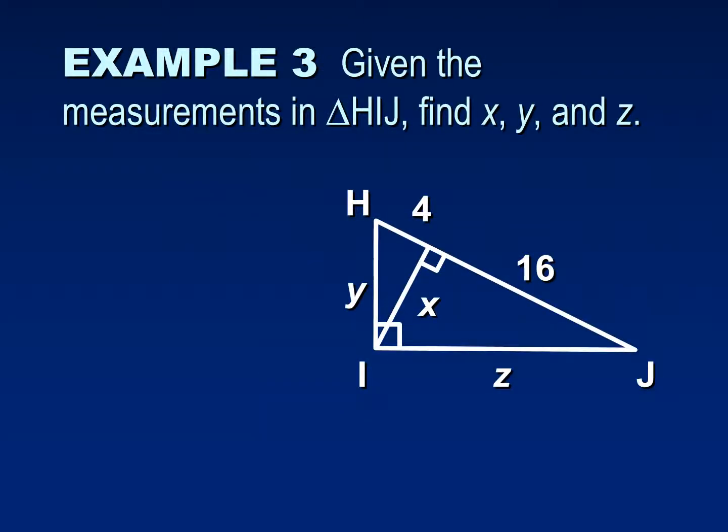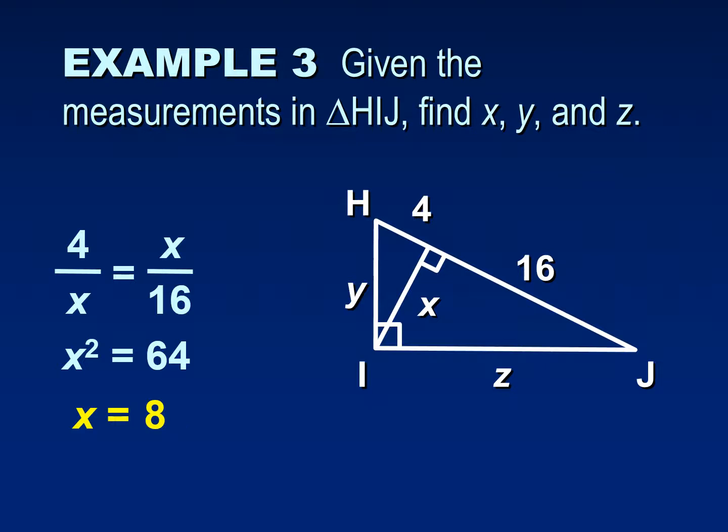So we can apply this theorem now using this example. Let's say that we want to find these sides. We need to find a side X, side Y, and side Z. So the very first thing that we're going to do is set up our proportion. We can use our theorem that the leg of this small triangle over the altitude is equal to the altitude over the leg of the other triangle. So we have 4 over x equals x over 16. We'll cross multiply, and we get x squared is equal to 64. We square root both sides, and we get x equals 8.